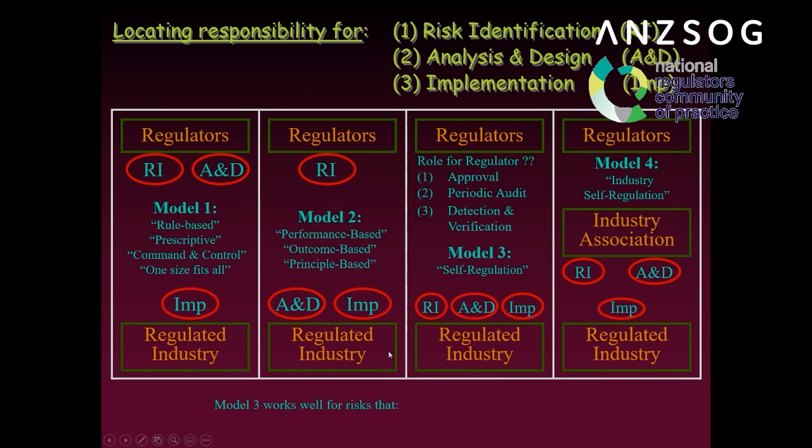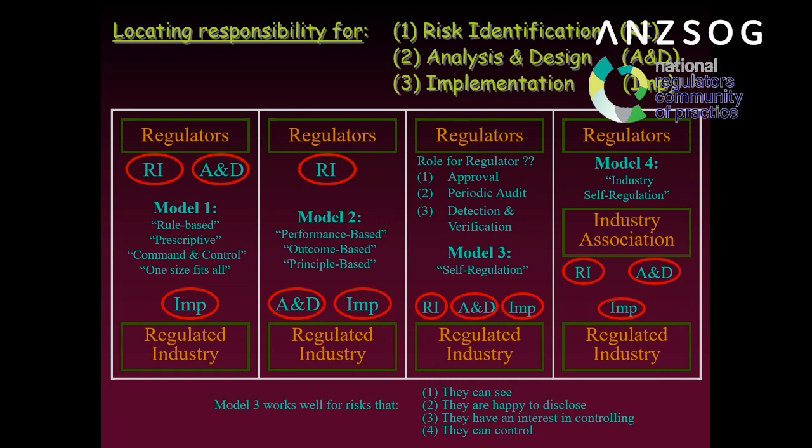Hold on a minute. Well, when would Model 3 work? Well, when would it be trustworthy? And the answer is obvious: for things that they can see, that they're happy to report to you, that they're interested in controlling, and it's in their capabilities to control. You're trusting them to do the whole job under periodic audit. So it has to be something they want to do and something that they're capable of doing.